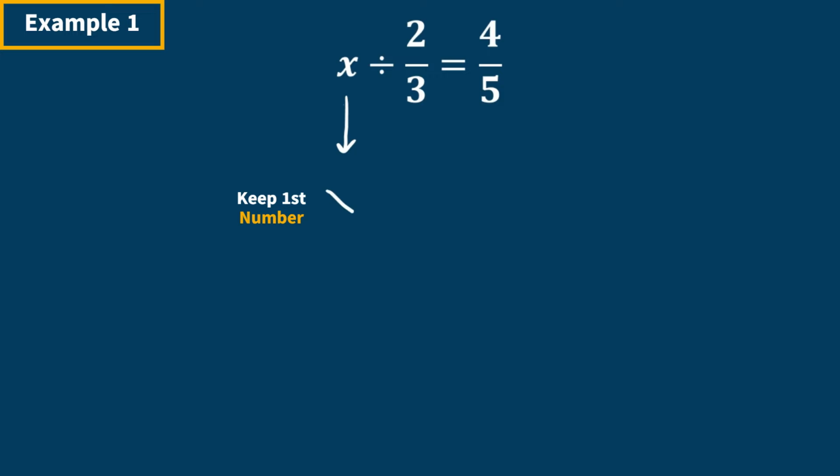We're going to write that down. Then we change the sign from division to multiplication. Instead of writing an X for multiplication, I'm going to put a green dot right here, but that's a multiplication sign, so that way it doesn't look like there's two X's right next to each other. And then with the third number, what we do is we flip it.